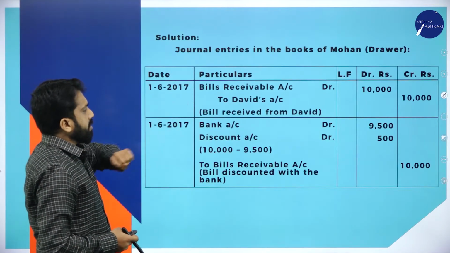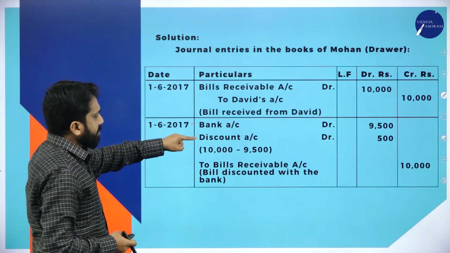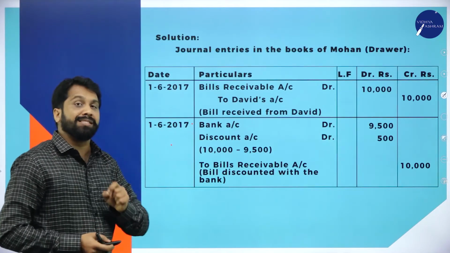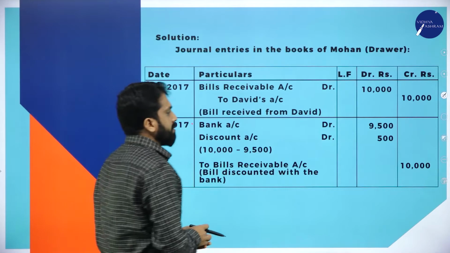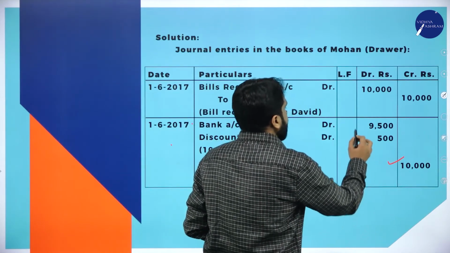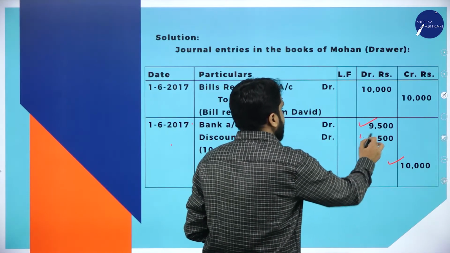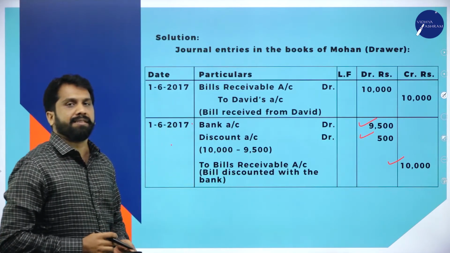Bills receivable account debit to David, bank account and discount account debit to bills receivable. What is your receivable? 10,000. How much did you receive? 9,500. What is the discount? 500.